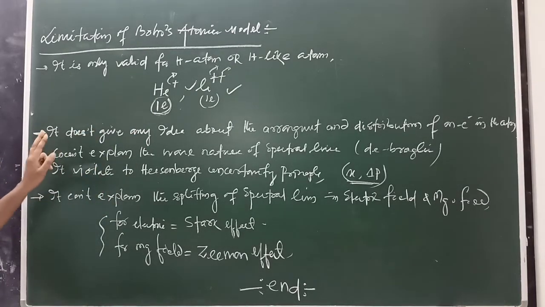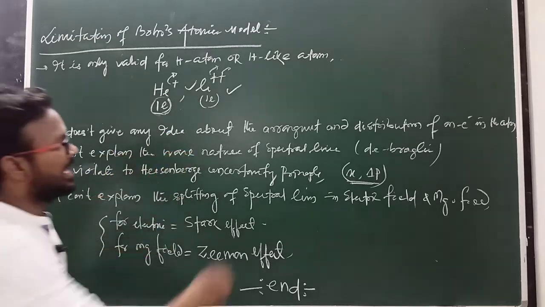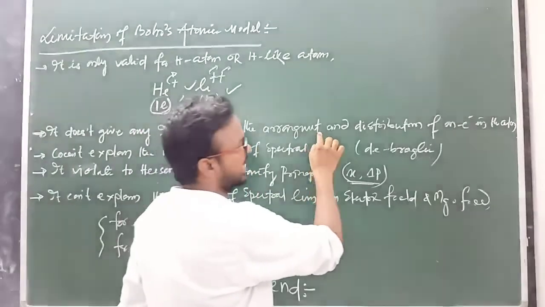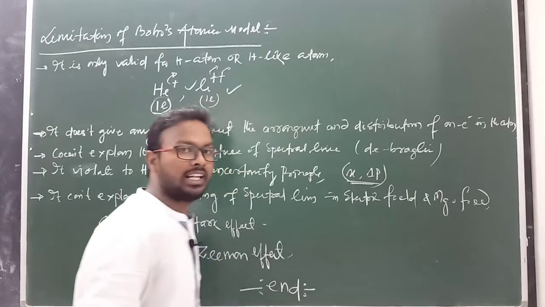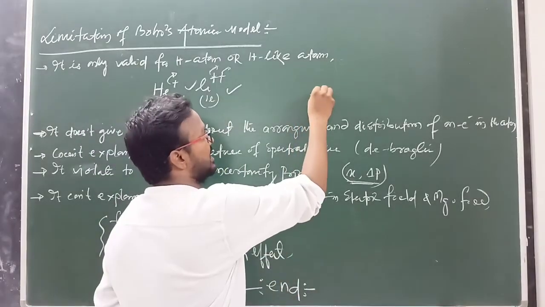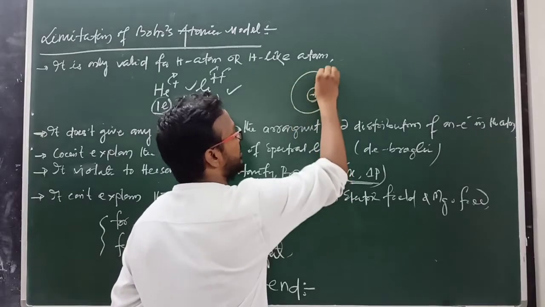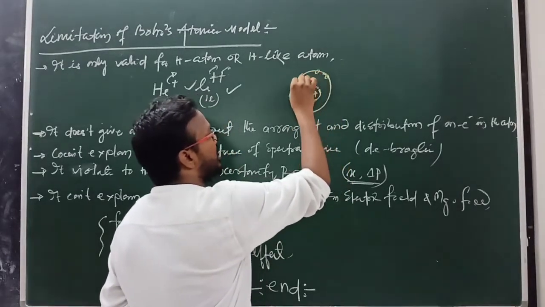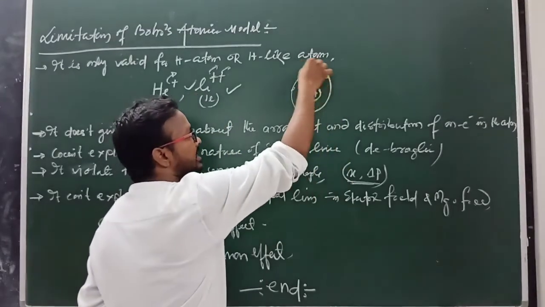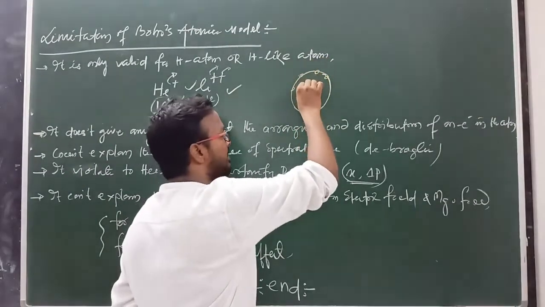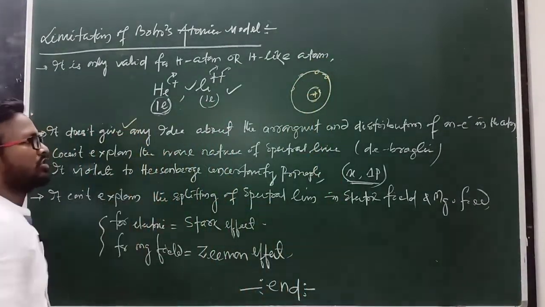Second limitation: it does not give any idea about the arrangement and distribution of electrons in the atom. Suppose there is a hydrogen atom, this is the nucleus and this is the first orbit, then how many electrons are in the first orbit and how they are arranged, Bohr's atomic model could not explain.